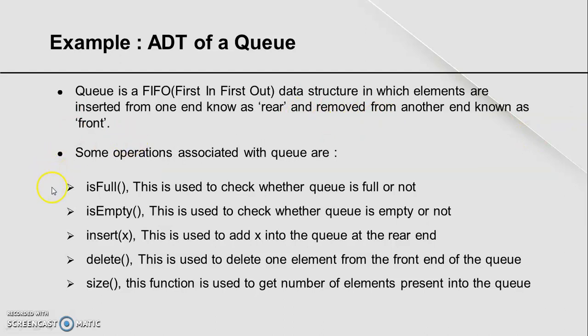Some general operations are: isFull, which is used to check whether the queue is full or not. isEmpty function, which is used to check whether the queue is empty or not. Insert function, which is used to add or insert an element at the rear end. Delete function is used to delete one element from the front end of the queue.